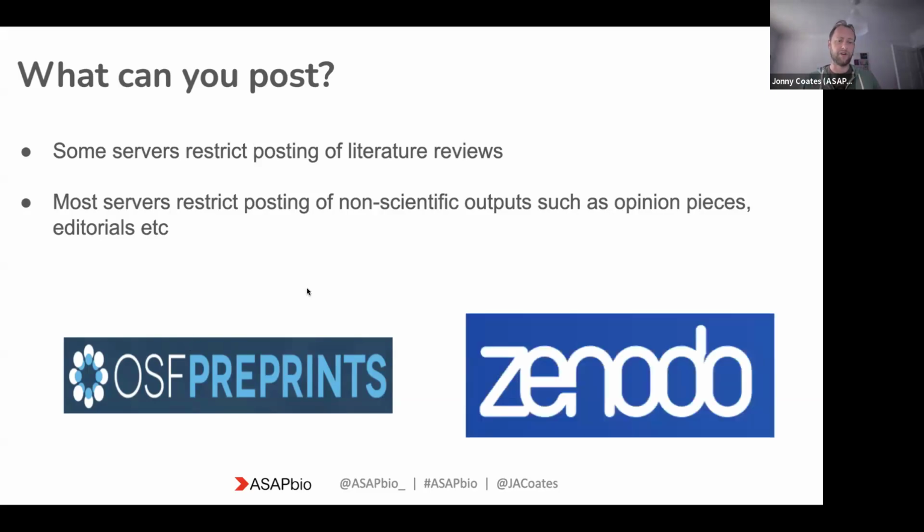My preferred one is always Zenodo. If I can't post on a normal preprint server, Zenodo is the place to go because it's more of a repository. So if I have an opinion piece, if I have a blog post that I want to be citable, or an editorial, or a literature review, or I've made some materials or a guide or a poster, all those things can be put onto Zenodo. It's a really, really good community-run platform.